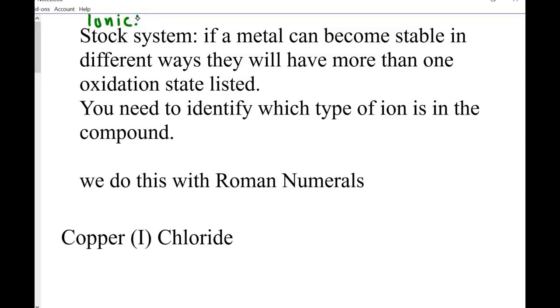All right, so the stock system. So if a metal can become stable in different ways, they will have more than one oxidation state listed. So when you look at the Regents version of the reference table, you'll see that some metals have more than one oxidation state. You need to identify which type of ion is in the compound. And we do that using Roman numerals.